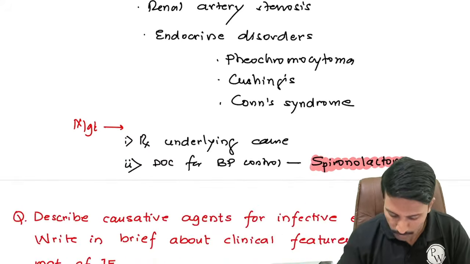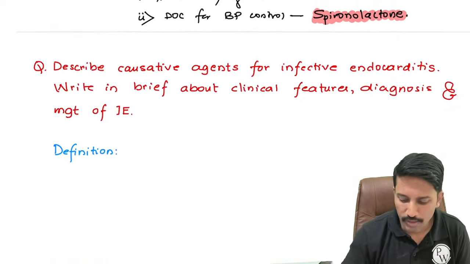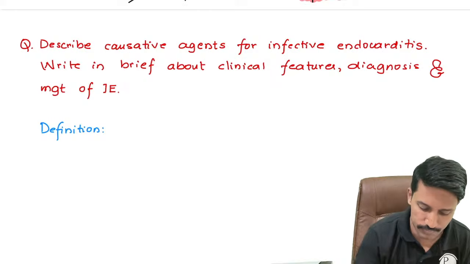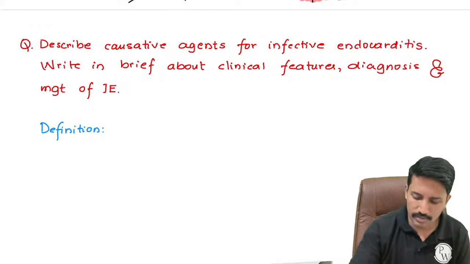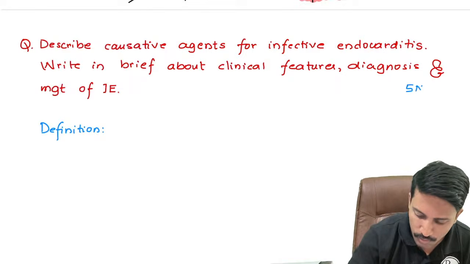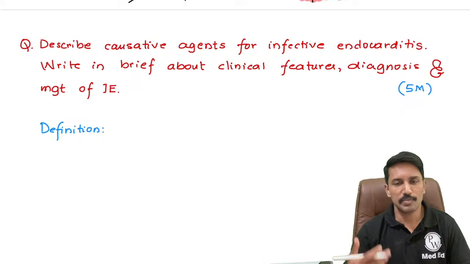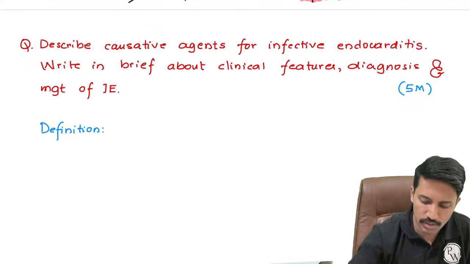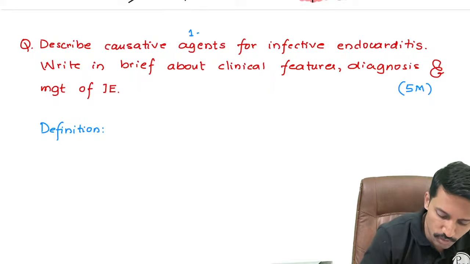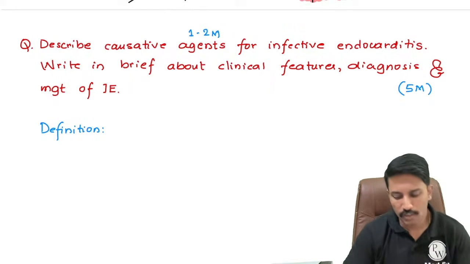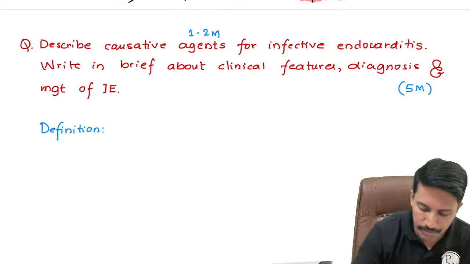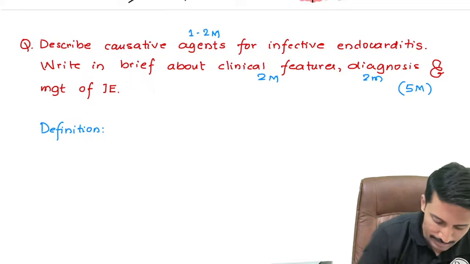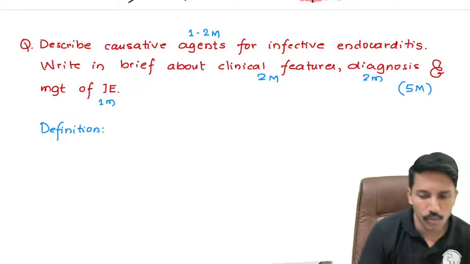Okay. So next up, we will go to another topic which is regularly asked, which is infective endocarditis. So usually it's a 5-mark question. Most exams it's going to be a 5-mark question. What is expected from infective endocarditis? Mostly they will ask you to describe the causative agents, which is going to be 1 to 2 marks. Then they will ask you to write in brief about the clinical features, for which they give 2 marks, diagnosis 2 marks, and if they are asking about management, 1 mark.